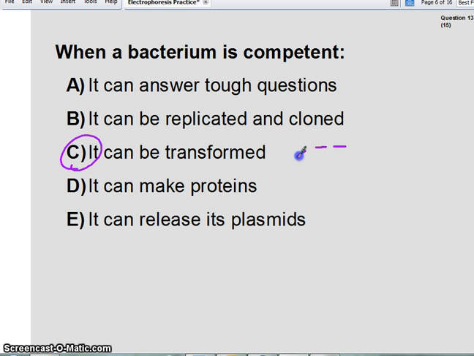Basically, it means that you've treated it with something, or the bacteria may be naturally competent, but its cell walls are weak enough that it will take in a plasmid. And that's what transformation is.